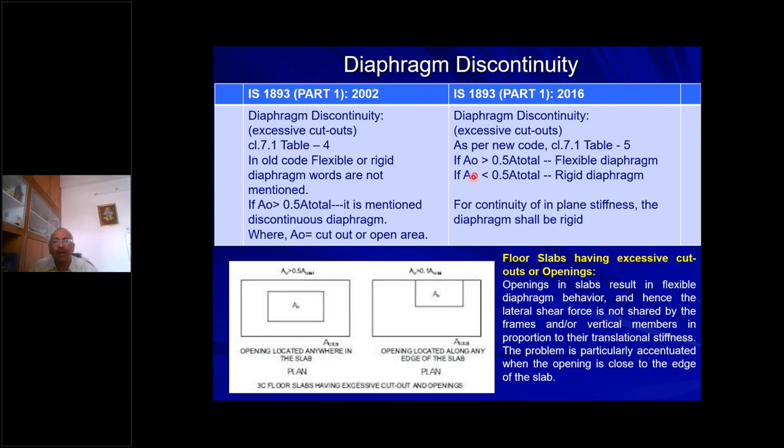Whenever this cutout area is more than 50% of the total area, it is to be considered a flexible diaphragm. Whenever it is less than 50% of the total area, it is to be considered a rigid diaphragm. So that is the way they have brought the diaphragm discontinuity effect into the code of practice. That means they have considered the opening effects in the diaphragms in the new code of practice.